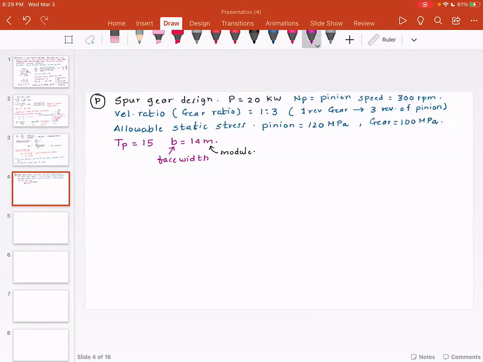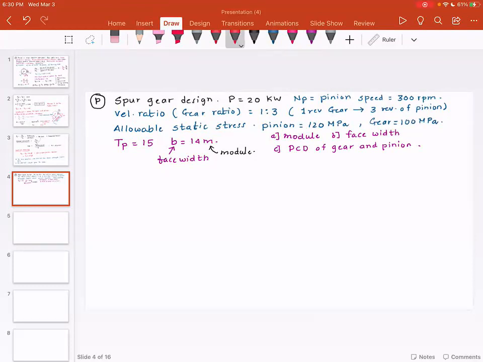So we have to find out first the module, then the face width, then the PCD of gear and pinion.